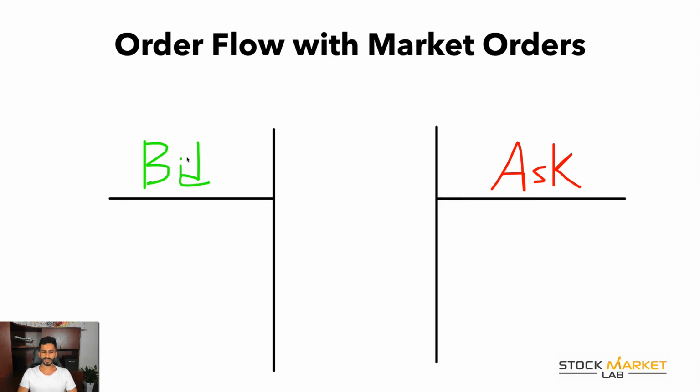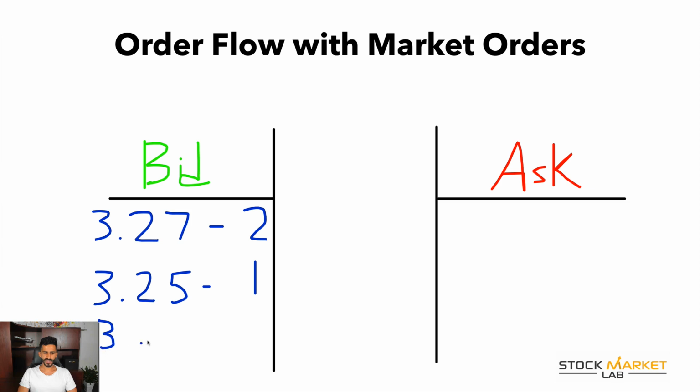Now, on the bid side, this is where people are looking to buy. So we might have something like this: 327, and you might see 2. You might have 325, and you might have 1. You might see 322, and you might have, let's say, 4. Each one of these represents 100. So if you see 2, 2 represents 200. Right? 1 represents 100, 4 represents 400. It's increments of hundreds. Okay?